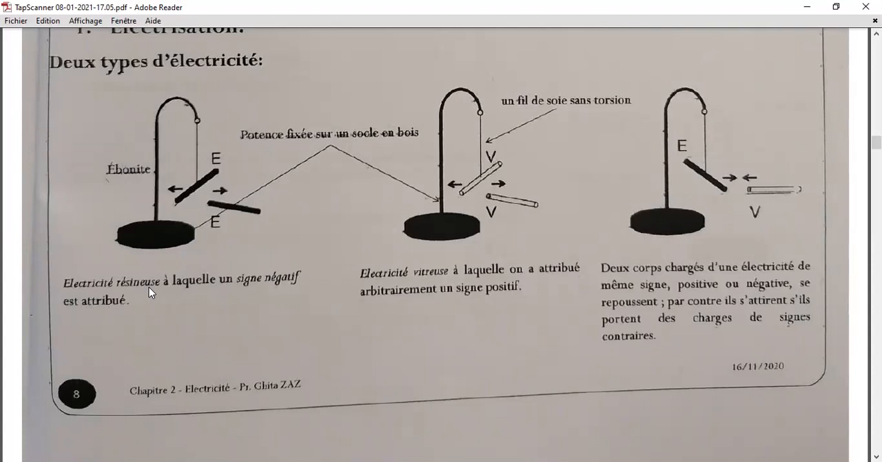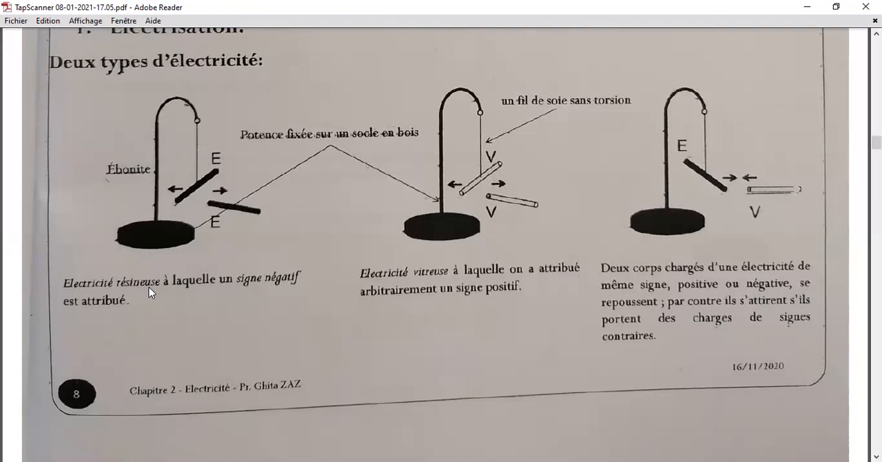An assumption is having a belief in something which you are not really sure of. It is something which is not determined, something which you just guess. So they just guessed for ebonite. If they wanted, they would have given it a positive sign, but they just gave it a negative sign as an assumption, and for verre they gave it a sign which is positive.